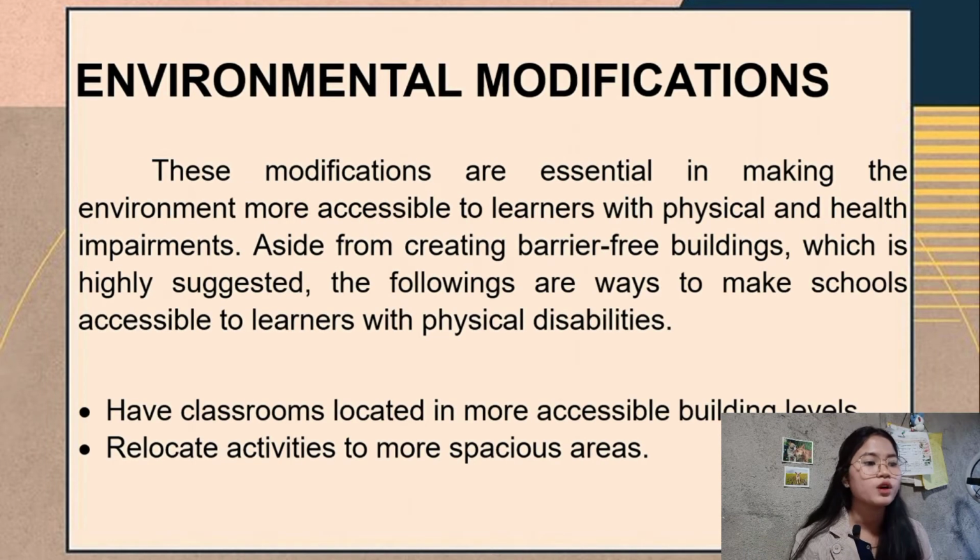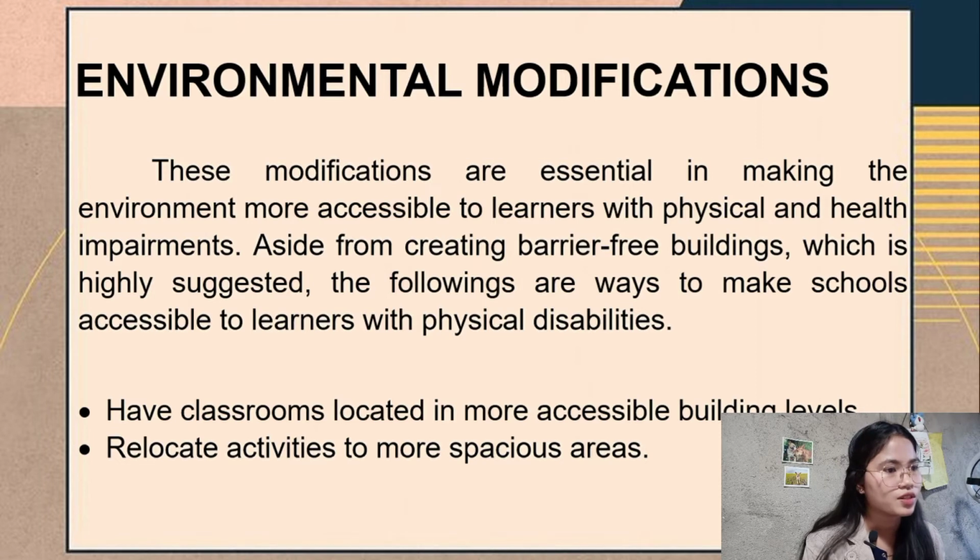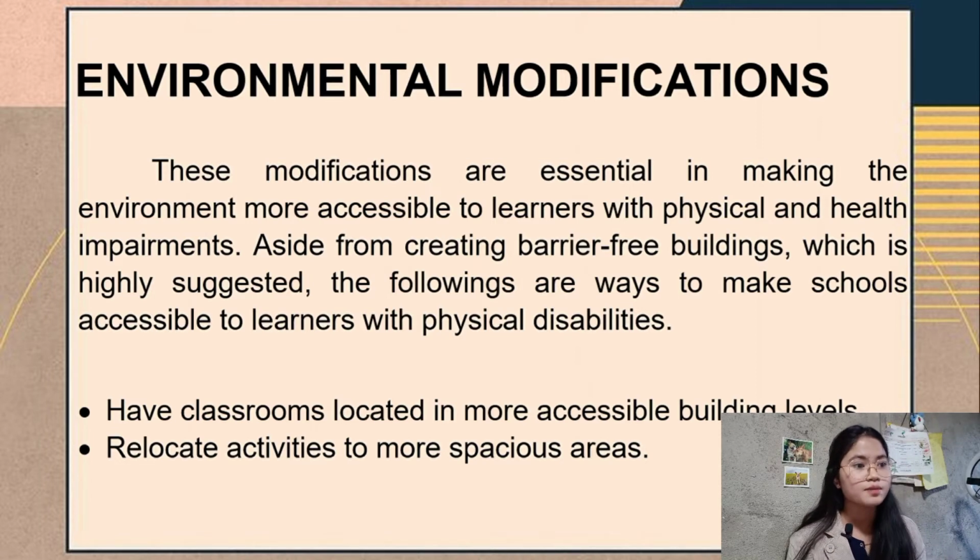Now, let us move on to the environmental modifications. Environmental modification. These modifications are essential in making the environment more accessible to learners with physical and health impairments. Aside from creating barrier-free buildings, which is highly suggested, the following are ways to make schools accessible to learners with physical disabilities. Number 1. Have classroom located in more accessible building levels.